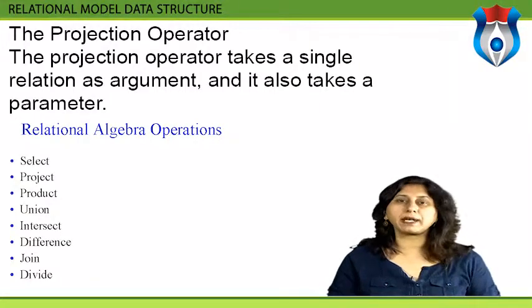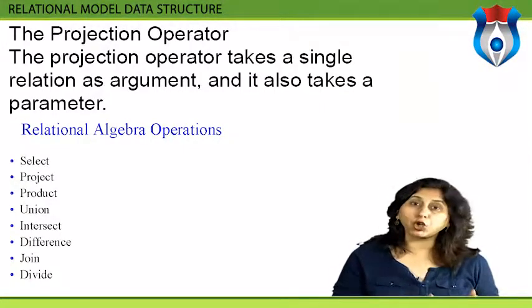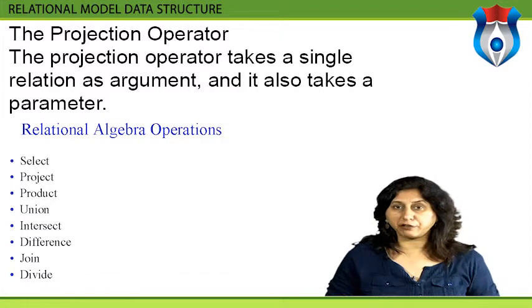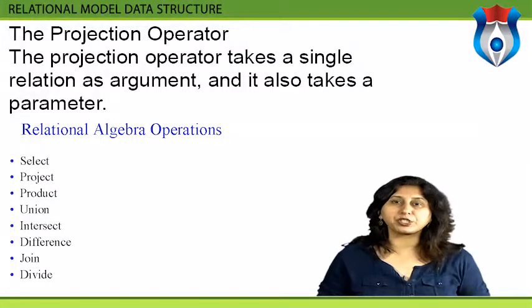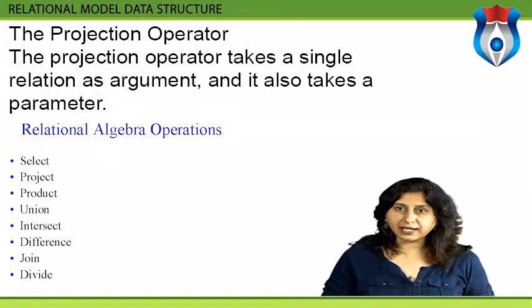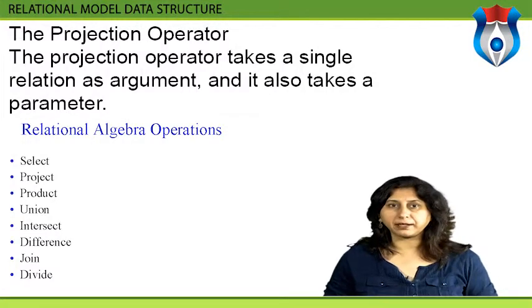We often want to make a copy in which some columns are eliminated. For that purpose, we have the projection operator, represented by the symbol pi.